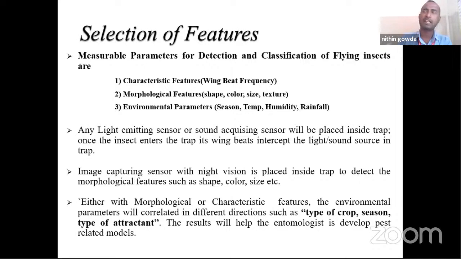whether it's a pest or a useful insect are based on characteristics, based on morphology, based on environmental parameters. So the most widely used are characteristics and morphology.